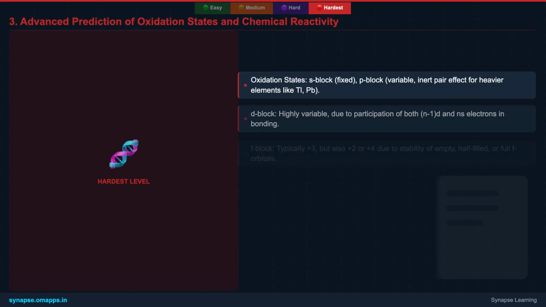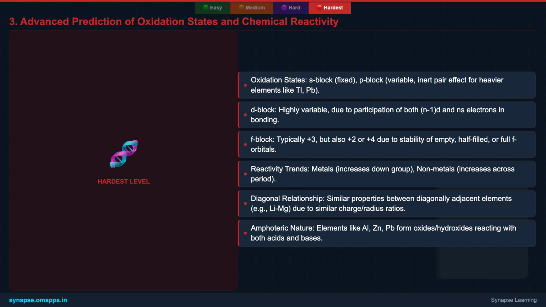Predicting oxidation states and reactivity requires a nuanced approach. While s-block elements have fixed states, p-block elements, especially heavier ones, exhibit the inert pair effect, where ns2 electrons are reluctant to participate in bonding, leading to stable oxidation states less than the group number. D-block elements, however, show highly variable oxidation states due to the involvement of both (n-1)d and ns electrons.